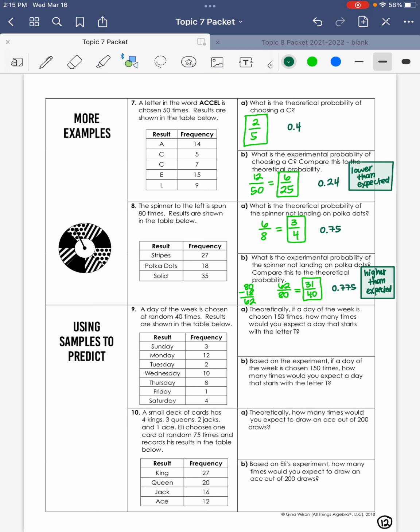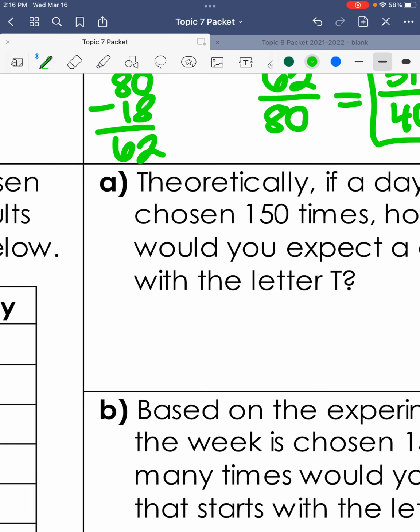Okay, now let's use samples to predict. So number 9, a day of the week is chosen at random 40 times. Results are shown in the table below. So theoretically, if a day of the week is chosen 150 times, how many times would you expect a day that starts with the letter T? So let's just consider the days of the week right here. How many start with the letter T? Tuesday and Thursday. They're the only 2, right? So that's 2 out of 7 days.